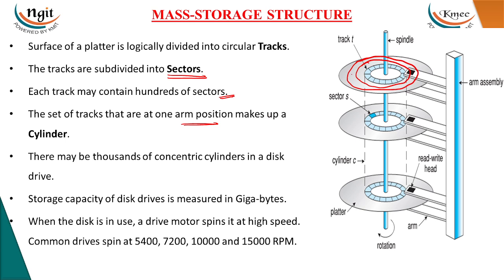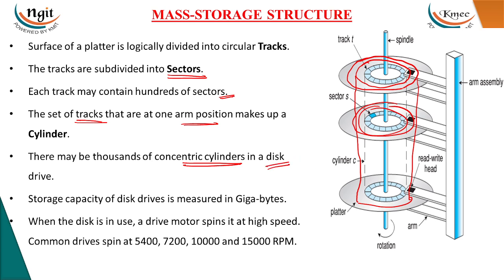There are multiple platters. Here this track, this track, this track: there are three tracks that make up one cylinder, because there are three magnetic disks. This set of three has one particular track, and if there is one more track, it also belongs to one particular cylinder. So there will be a set of cylinders, thousands of concentric cylinders in a disk drive.